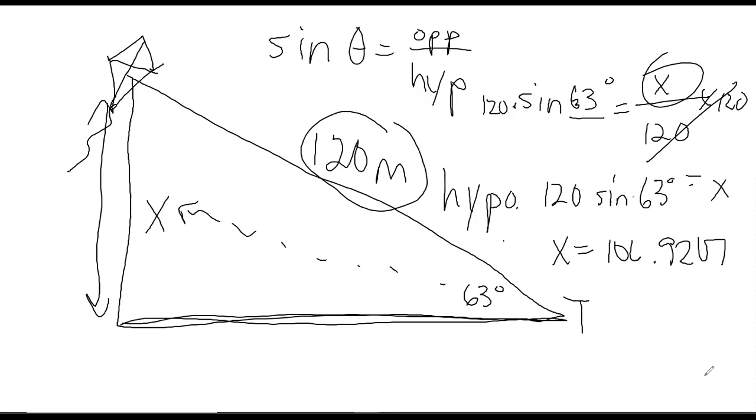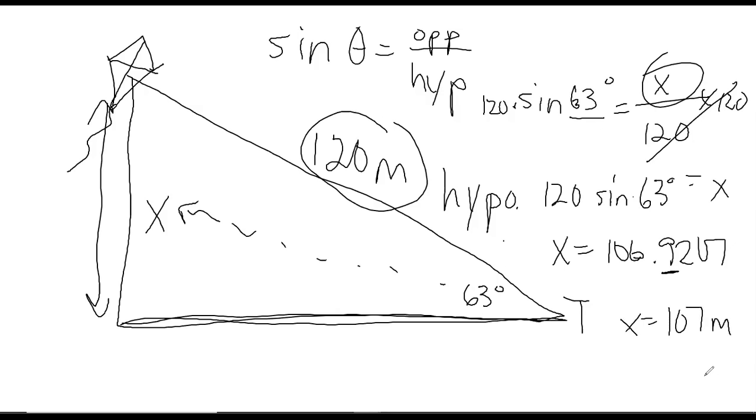Now, did it ask me to round this in some way? Yeah, it does. It says, how high is the kite to the nearest meter? To the nearest meter. That means nearest whole number. So this is 106.9. I've got to look at that 9, and I'm going to round up. The nearest meter would actually be 107 meters.